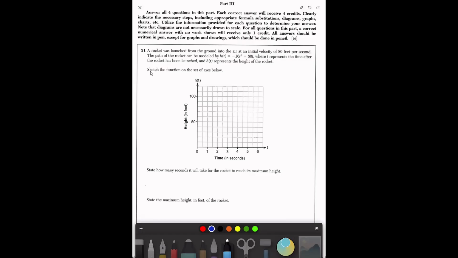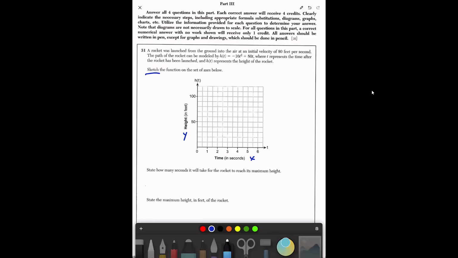Now, this is a key word. It says sketch. What they're saying is that it doesn't have to be perfect. It has to have some aspects. There has to be a little bit of precision, but it doesn't have to be perfect. Okay, now here's the x-axis, time in seconds. Here's the y-axis, right? So now all I'm going to do is get my calculator.